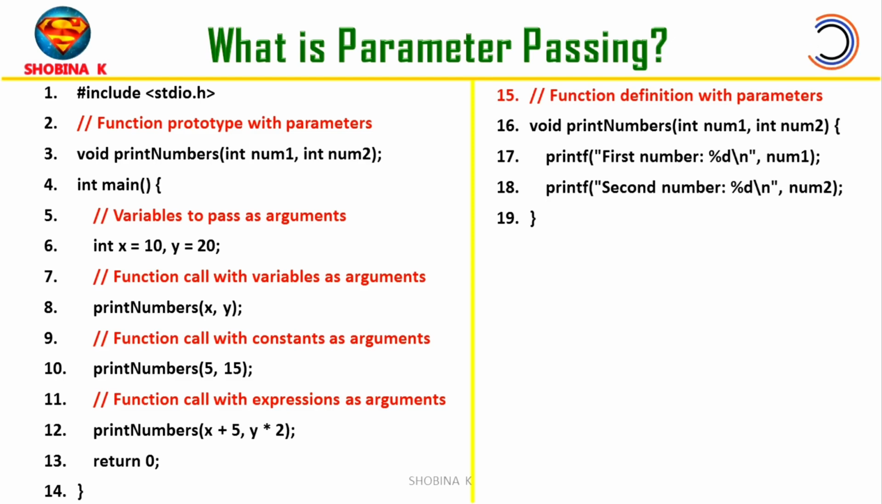So this code demonstrates how to declare and define a function with parameters and how to call that function with different types of arguments, like variables, constants, and expressions, from the main function. When executed, the program prints out the values of the arguments passed to the print_numbers function.